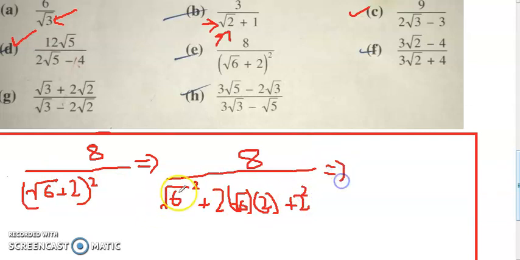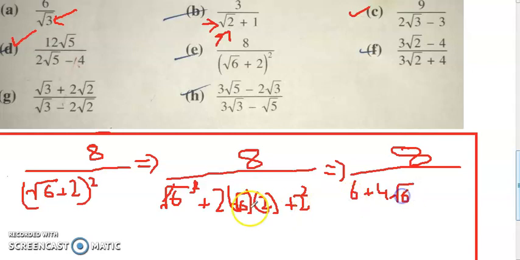And therefore the answer should be, the square and the root cancel. The answer should be 8 upon 6 plus, now 2 into 2 is 4 and this is root 6, so 4 under root 6, plus 2 square is, as we all know, 4.